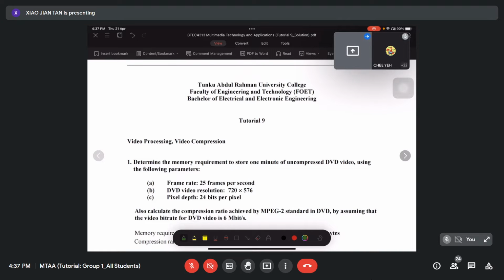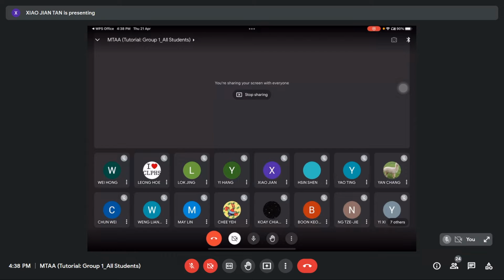Anyone want to share your screen? If I unshare my screen, okay. So anyone can help to answer this? Yeah, sure. If you share, I need to unshare my screen.